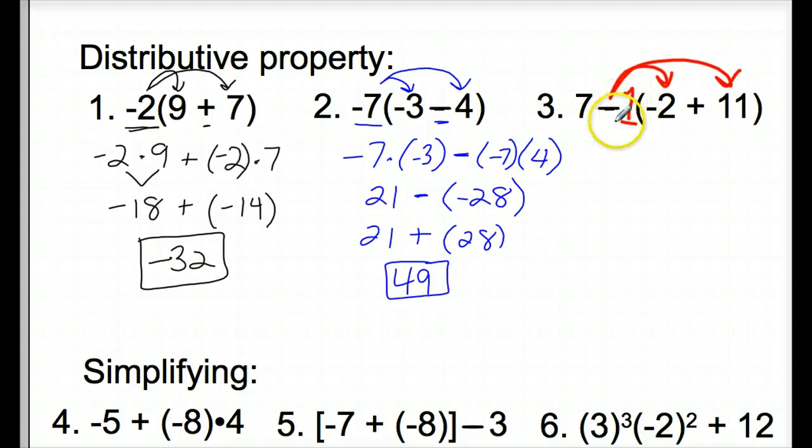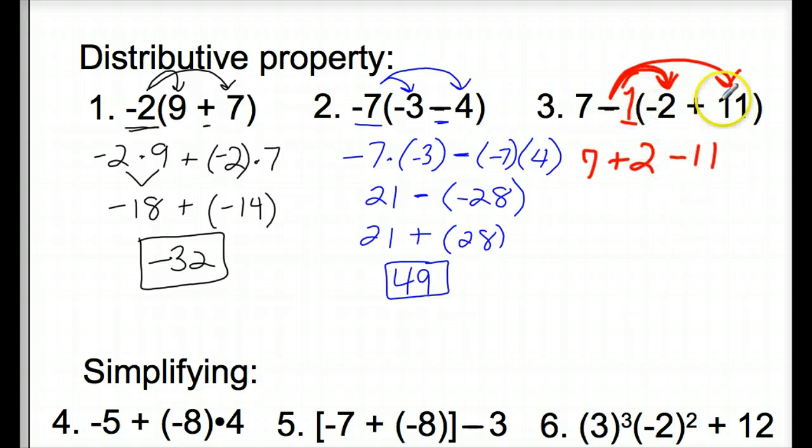So you have a negative 1 basically that you're distributing. So you leave your 7 out front and you say, all right, what's negative 1 times a negative 2? Well, that's going to give us positive 2. Now, what's negative 1 times positive 11? Well, that gives us negative 11.